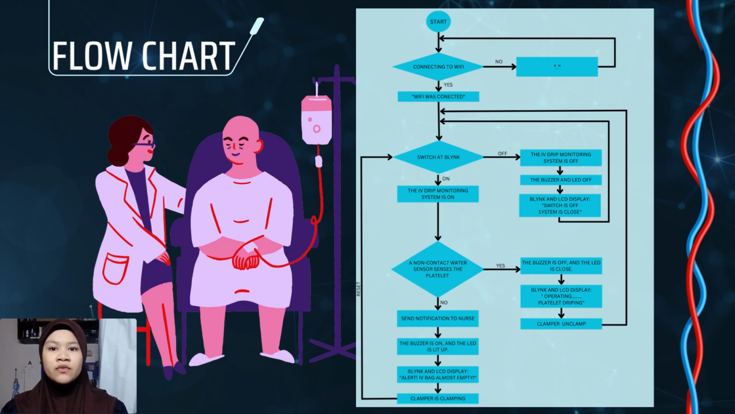In the flowchart, the Wi-Fi connection is required for the system to function. If the connection is connected, the display shows Wi-Fi was connected. Otherwise, it will show dot. After running the system by using BLINK apps, the nurse can switch on and off the program anytime.